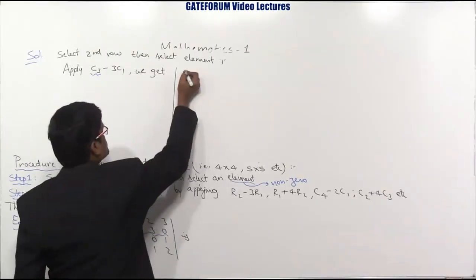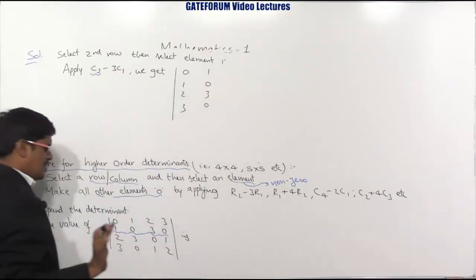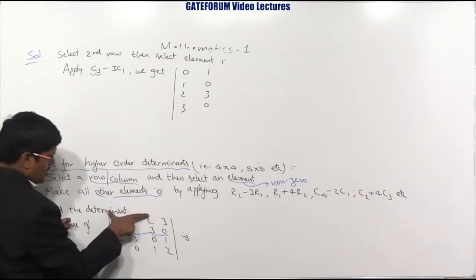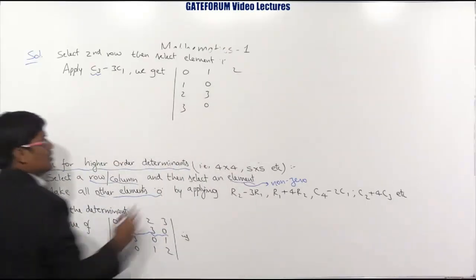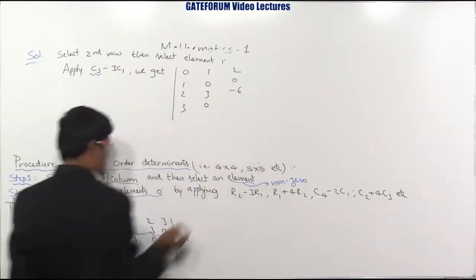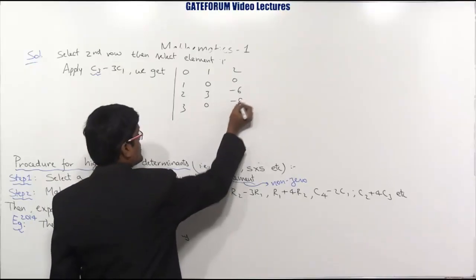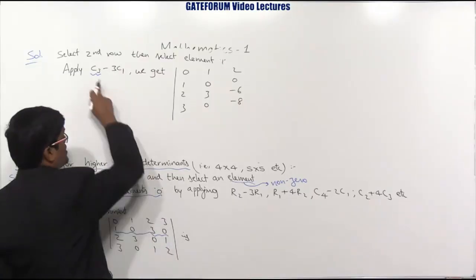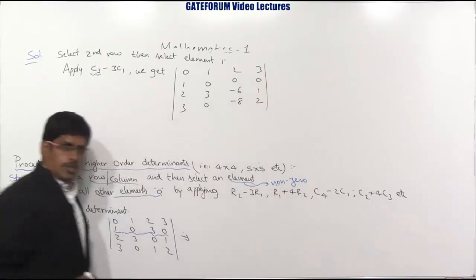We'll write it easily: 0, 1, 2, 3. This is C1 elements. C2 elements: 1, 0, 3, 0. This is unchanged, same. Next C3 changes using this operation, C3 with C1. 2 minus 3 into 0, that is 2. 3 minus 3 into 1, 3 minus 3, 0. 0 minus 3 into 2, 0 minus 6, simplifies to minus 6. 1 minus 3 into 3, that is 1 minus 9, simplifies to minus 8. So only C3 changes because I took this C3 operation. C4, no change because I did not write anything about C4. So it remains the same: 3, 0, 1, 2. This is the new determinant.